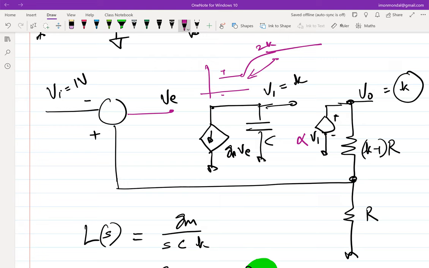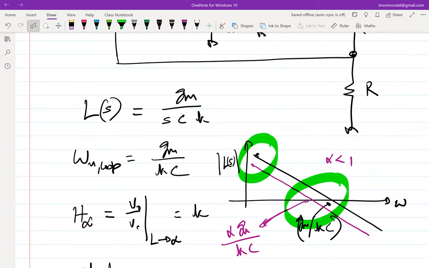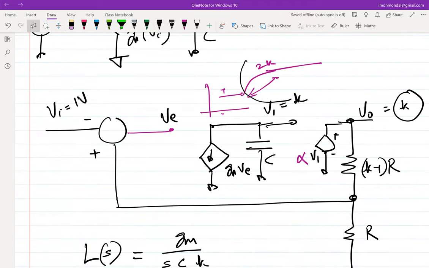Time constant, first order system, what is it? First order system, how does time constant relate to loop gain? Yeah, omega U loop, right? 1 over omega U loop. So what was the property of the system after it changed? What was omega U loop? Alpha times gm by kc, and if alpha equals 0.5 it is gm by 2kc. So the rate at which V1 will settle from k to 2k will be tau equal to 1 over gm by 2kc.